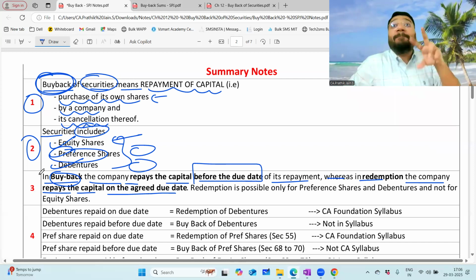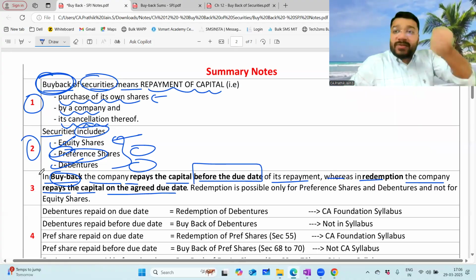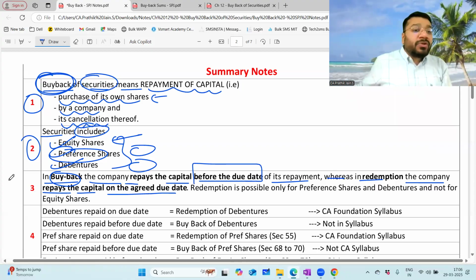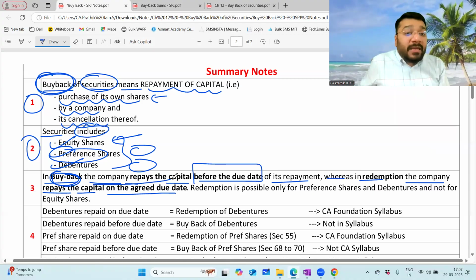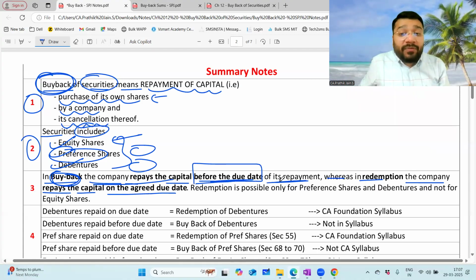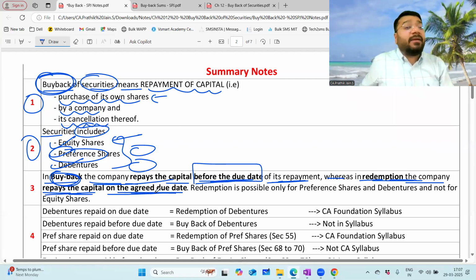Redemption of preference share is a planned payment or planned repayment. Redemption can be planned, but buyback is not planned. It just happens when you have surplus money, surplus reserves, and you decide, okay, let's go ahead and repay the capital. So in buyback, the company repays the capital before the due date of its repayment, whereas in redemption, the company repays the capital on the agreed date.